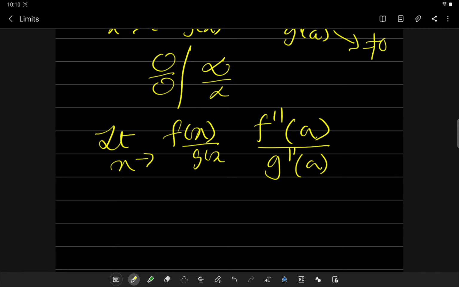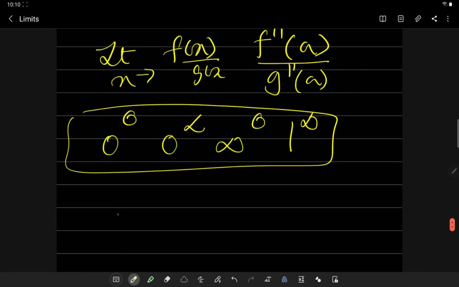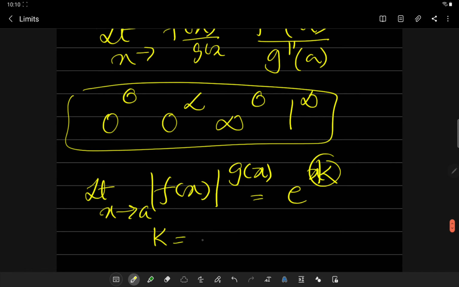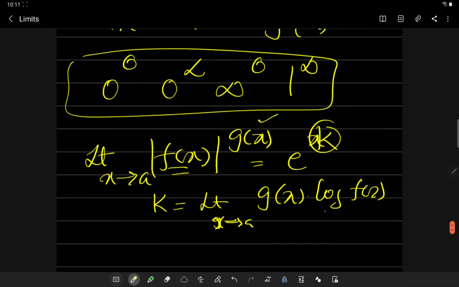So whenever you have indeterminate forms of 0 power 0, 0 power infinity, infinity power 0, 1 power infinity, then you have to simply apply this particular formula. So limit x tends to a f of x whole power g of x is simply e power k, where k value is given by limit x tends to a g of x into log f of x. This is g of x and this is log f of x.